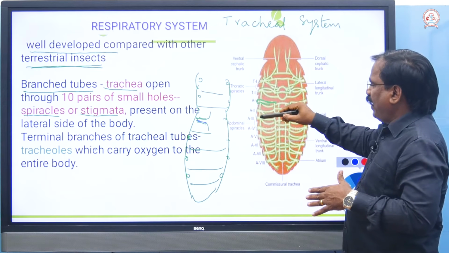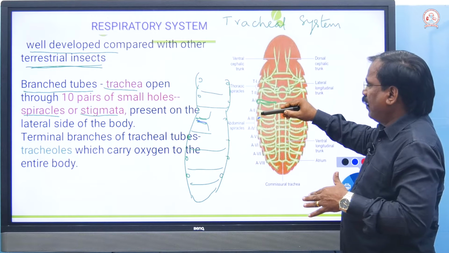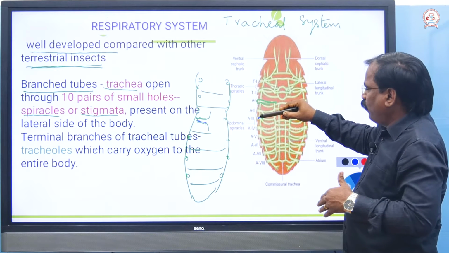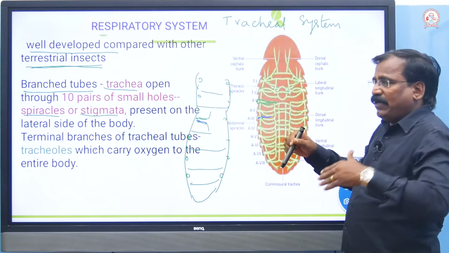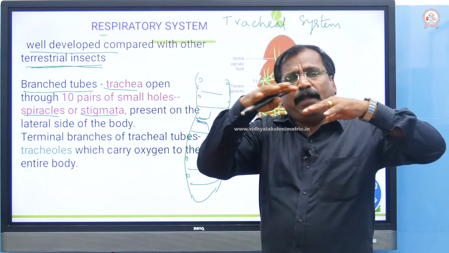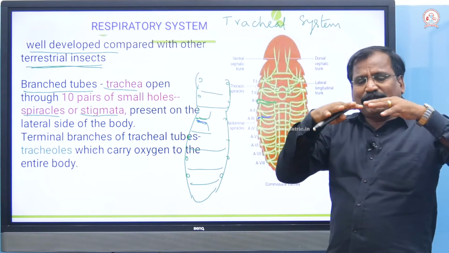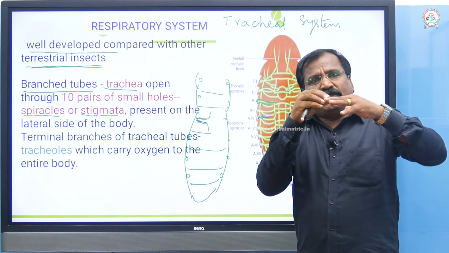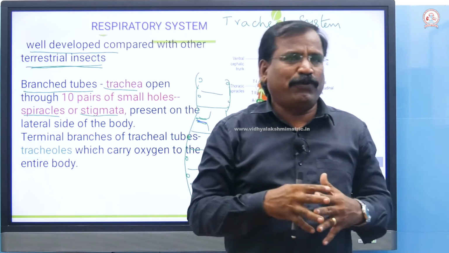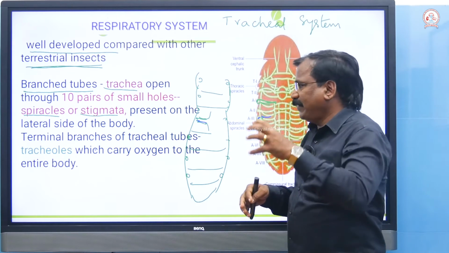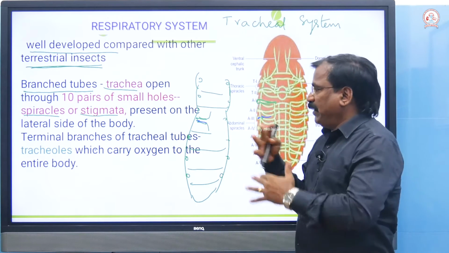Air enters through the spiracles or stigmata and moves through the tracheal tube. The tracheal tube is closely associated with the hemocoel, so it is bathed in the blood. The air diffuses into the blood, and the blood transports it to the tissues. This is the mechanism of respiration.